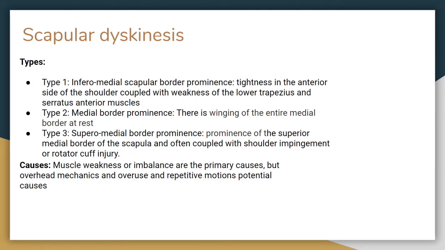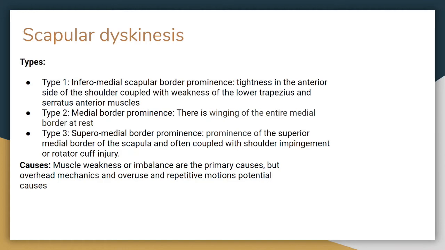Type 2 is medial border prominence, which is when there is winging of the entire medial border when at rest. And lastly, type 3 is superomedial border prominence, which is when there is prominence of the superior medial border of the scapula and is often coupled with other injuries such as shoulder impingement or rotator cuff injuries.